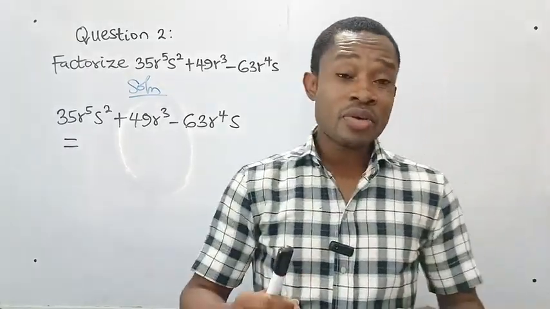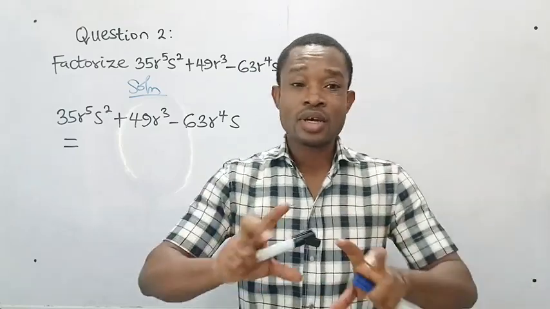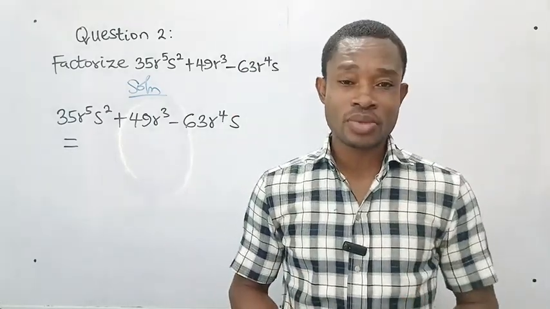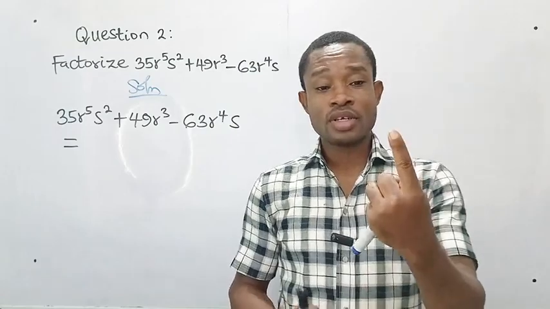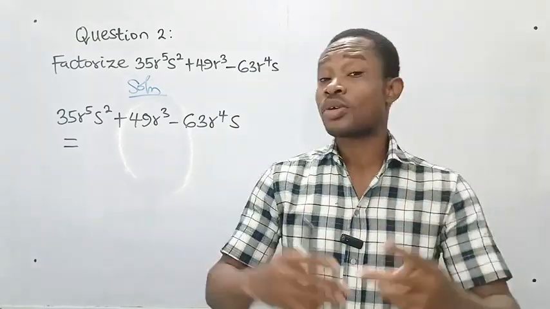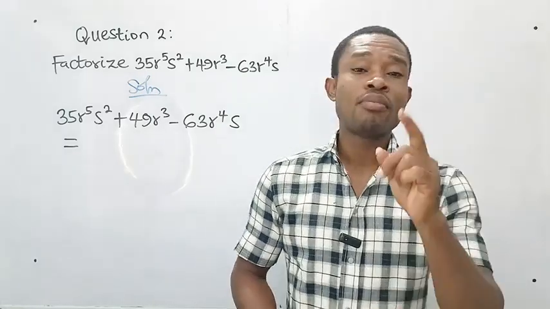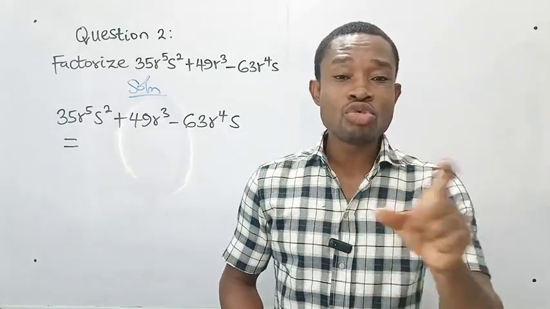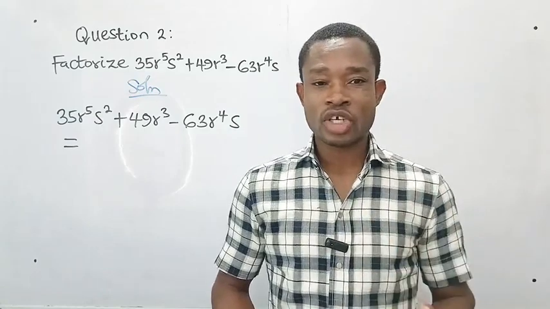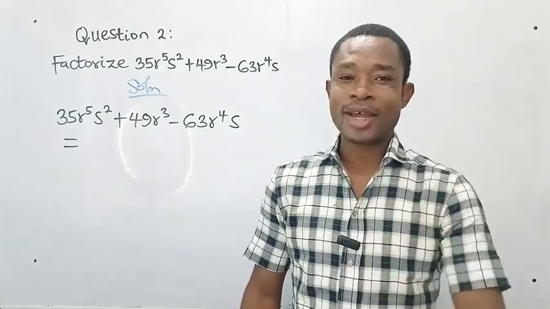In question number 1, I already explained that plus and minus help us to count the number of terms. If you have a plus, it is always between 2 terms. Minus is always between 2 terms. Please take note, multiplication and division do not help us to count the number of terms. They don't. So you take note of that.